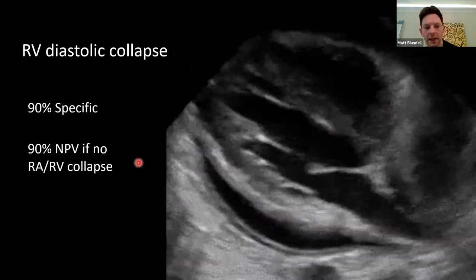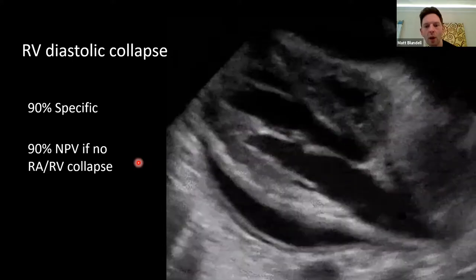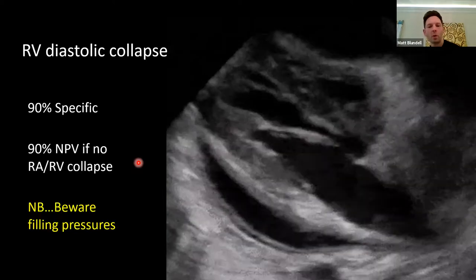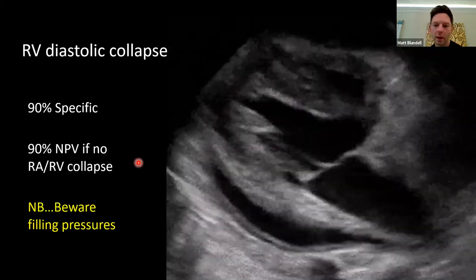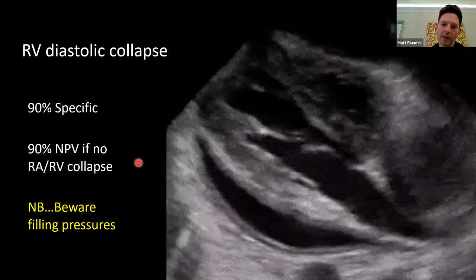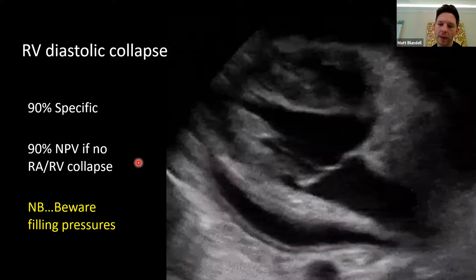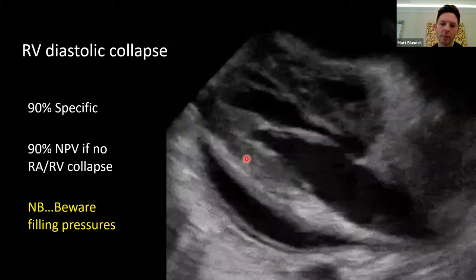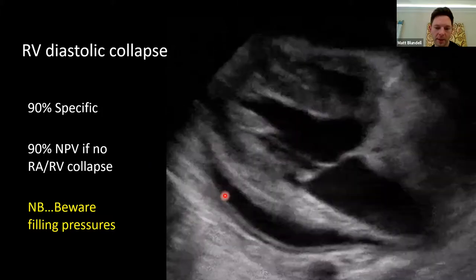It's got a fairly good negative predictive value for helping to rule out tamponade. You must bear in mind, always think about filling pressures of the heart. So if someone's grossly hypovolemic, you're going to get much more collapse much earlier on at lower pressures around the heart compared to someone who's got pulmonary hypertension.